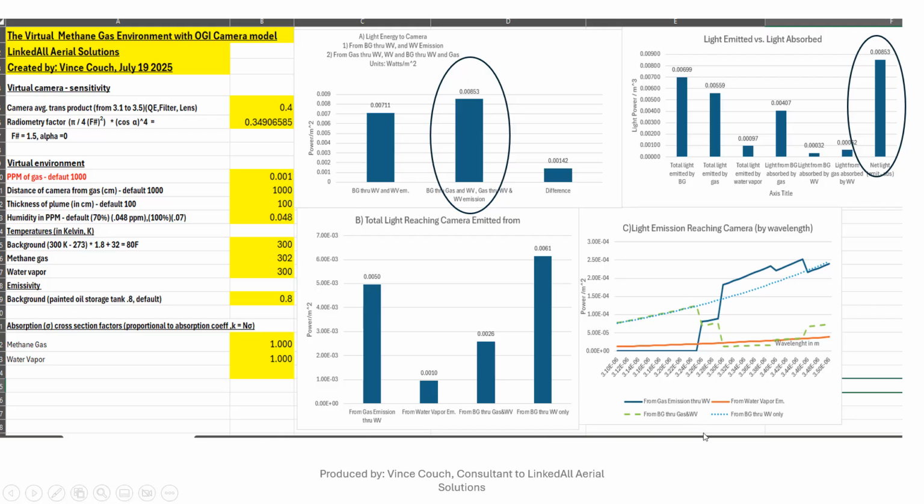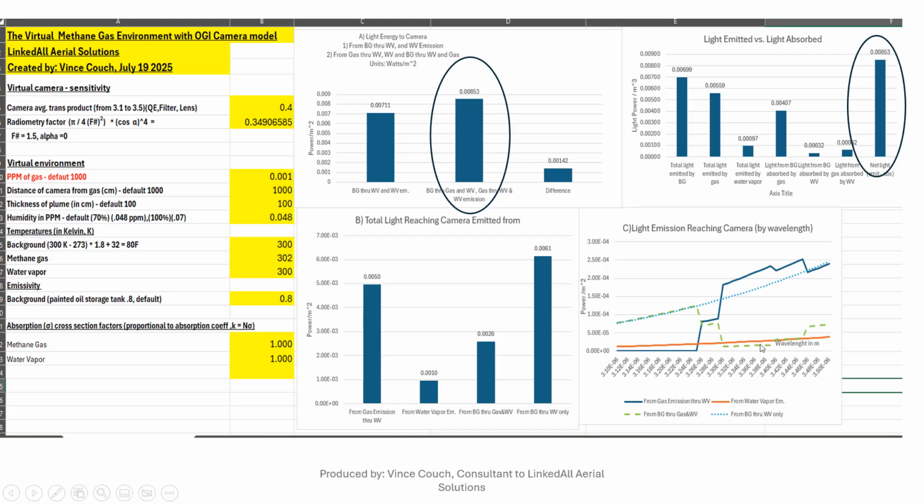So let's look at the background through the water vapor only. That's going to be the highest, right? It's background light, and it's only going to go through the water vapor. So there it is. And it's increasing with wavelength because the output from Planck's equation shows that it increases with wavelength. The next highest one is from background through gas and water vapor. So that's the green dash line. As you can see, it drops off pretty significantly here.